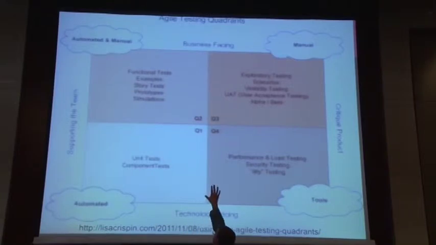So what we've got here at the top is business facing, and at the bottom we've got technology facing. So testing tries to address these two different directions. The business side of it: is the feature useful? Is it what we're trying to deliver? Technology: is the implementation working well for us? So we need to consider both aspects in terms of testing.